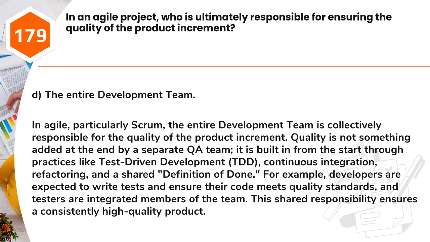Answer: D. The entire development team. In Agile, particularly Scrum, the entire development team is collectively responsible for the quality of the product increment. Quality is not something added at the end by a separate QA team, it is built in from the start through practices like test-driven development (TDD), continuous integration, refactoring, and a shared definition of done.